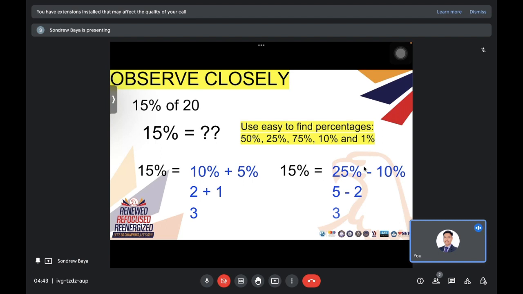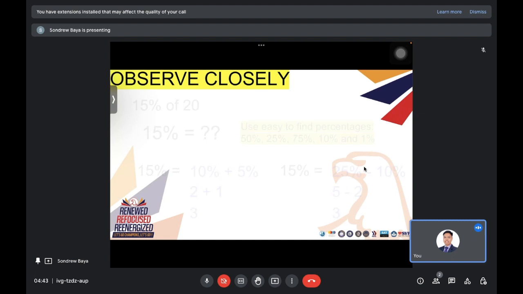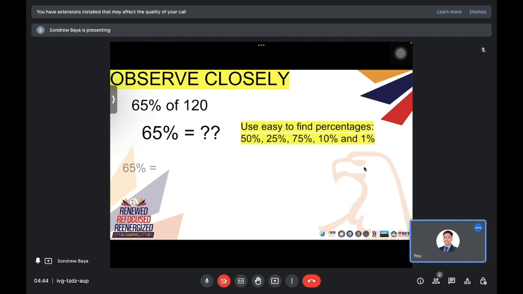Alright, let's have another example. 65% of 120. So you don't have to be afraid anymore because we can break percentages into easy to find percentages. So instead of 65%, think of a way to break this into 50, 25, 75, 10, or 1. So we can say 50 plus 10 plus 5, and that gives us 65. 50 is easy to find. It's just half of 120.